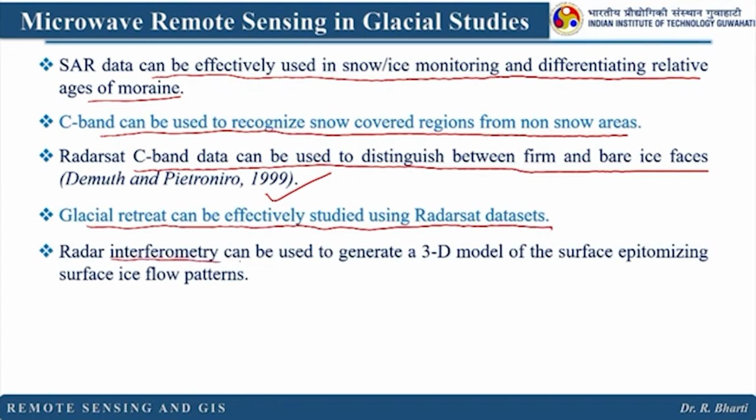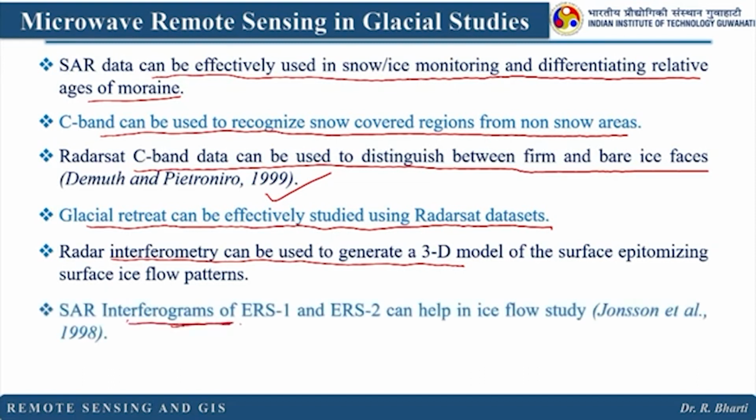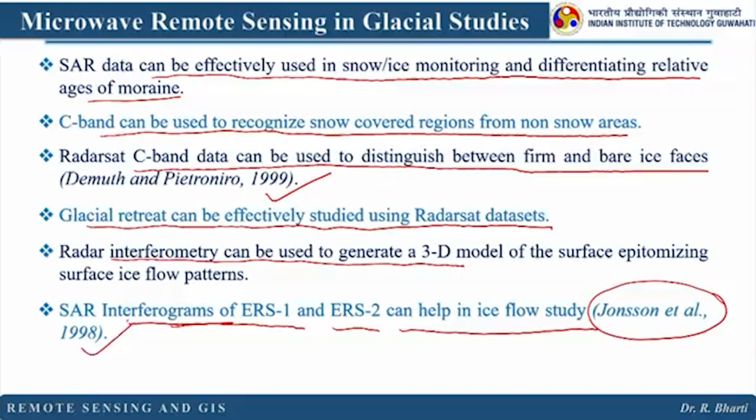Radar interferometry can be used to generate a 3D model. This is another area where lots of opportunities are available. You can think of generating a 3D model for a glacier region where you can utilize optical remote sensing as well as microwave remote sensing data. SAR interferograms of ERS-1 and ERS-2 can help in studying ice flow, which these people have already explored.